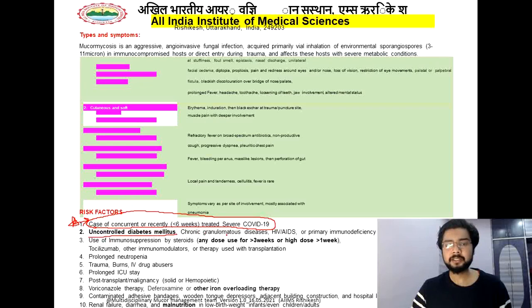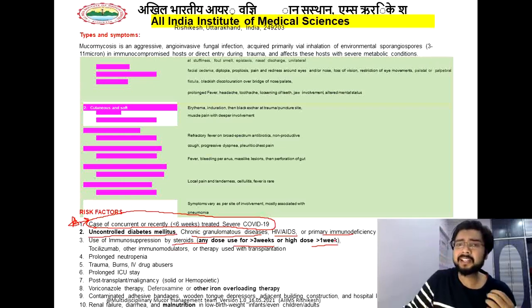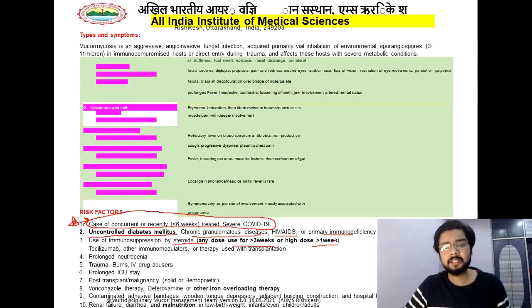Uncontrolled diabetes mellitus, chronic granulomatous disease, HIV, AIDS, primary immunodeficiency states, right? Use of immunosuppression by steroid, any dose greater than 3 weeks or high dose greater than 1 week. In many cases steroids are given in low dose for short duration, so those are not at all a risk for mucormycosis. There is a general consensus that everybody who gets steroids will get mucormycosis. This is not the case. Steroid use for greater than 3 weeks or a high dose for greater than 1 week predisposes a patient to mucormycosis. Prolonged neutropenia, very important.